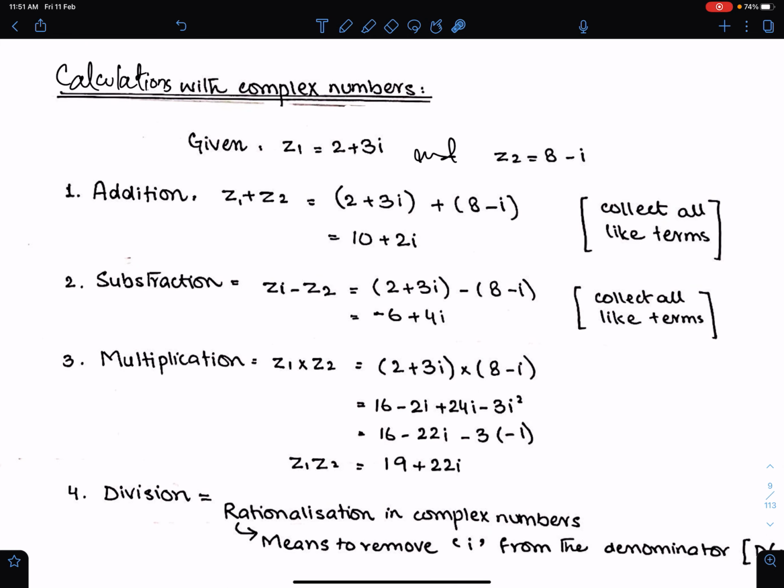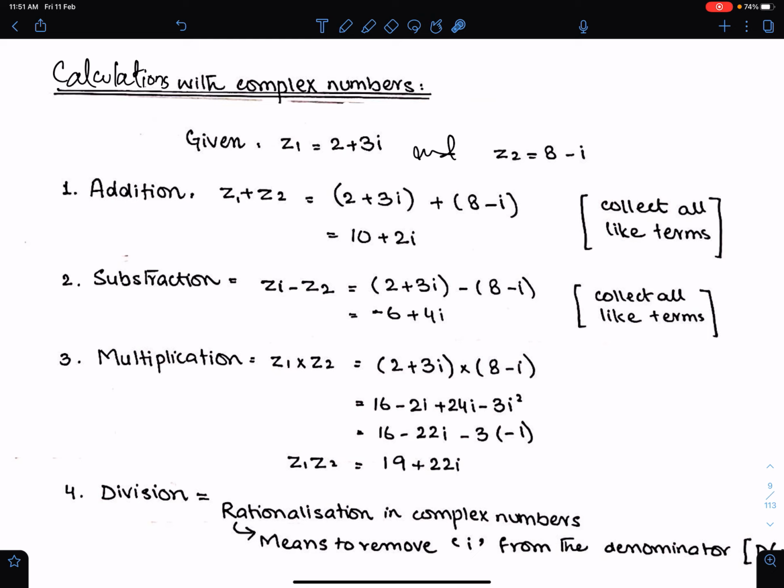Calculations with complex numbers. We have to understand how to add, subtract, multiply and divide complex numbers. If this is z1 and this is z2, we can easily add these two complex numbers by collecting all like terms. We just need to add the real part with the real part and the imaginary part with the imaginary part. So the answer is 10 plus 2i. This is 10 and this is 2i. Same with subtraction. Just collect all like terms. 2 minus 8 makes minus 6 and 3i plus i makes 4i.